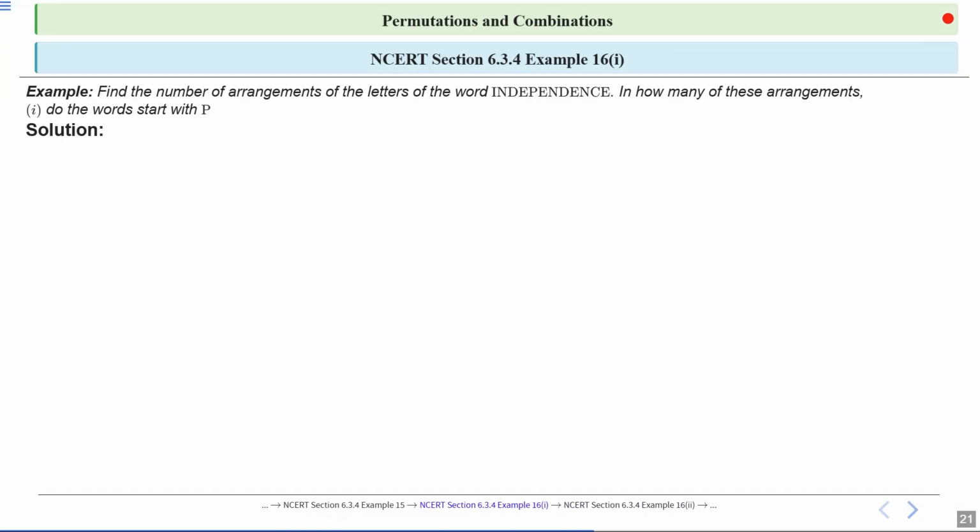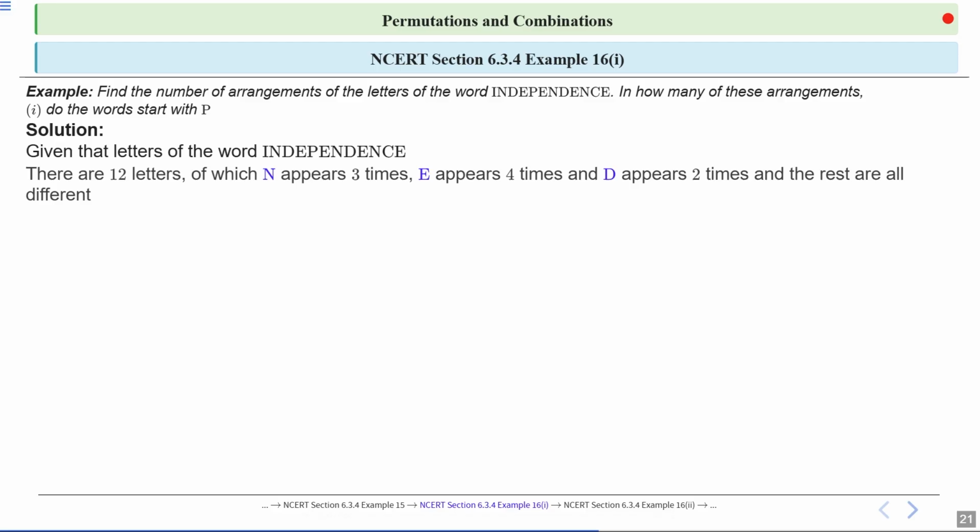So let's start the solution of the first part. Given the letters of the word independence, there are 12 letters in which N appears 3 times, E appears 4 times, and D appears 2 times. Okay, and the rest are all different.